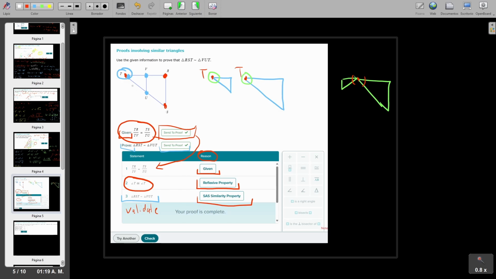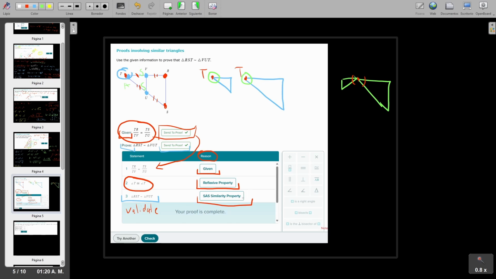Okay? As well as these two are congruent. These two are also congruent. So we have an angle here. No, no, sorry. We have a side because these sides are the same. This side, we have in this part an angle, and in this part we have another side. So it is side, angle, side, similarity property.